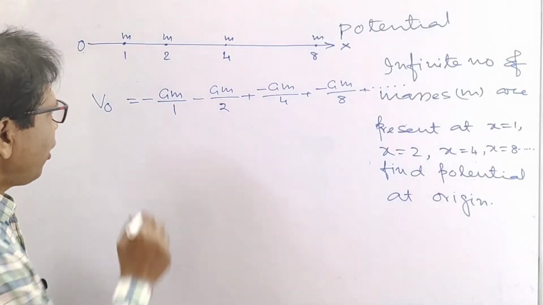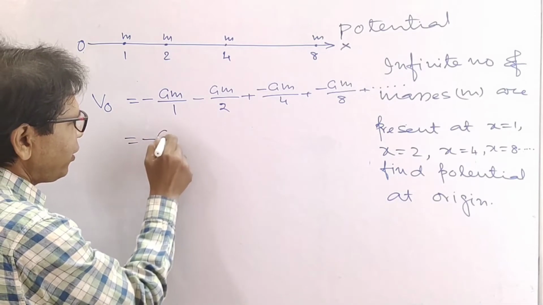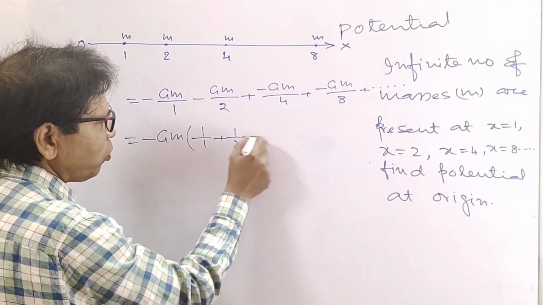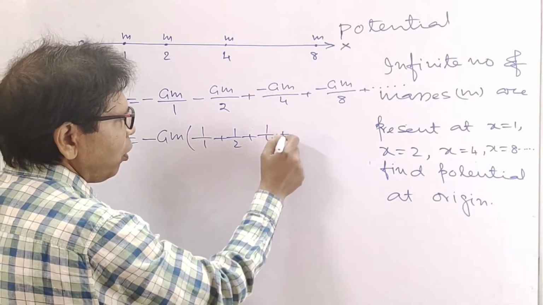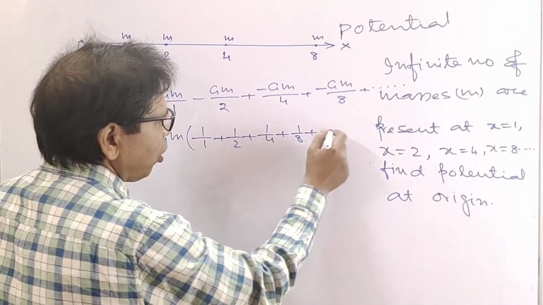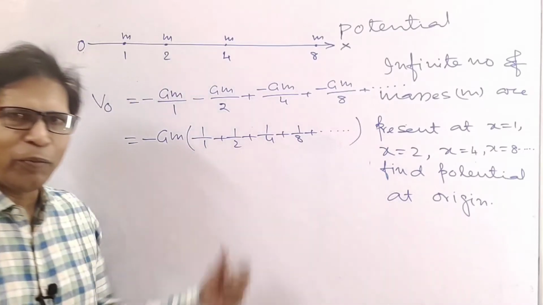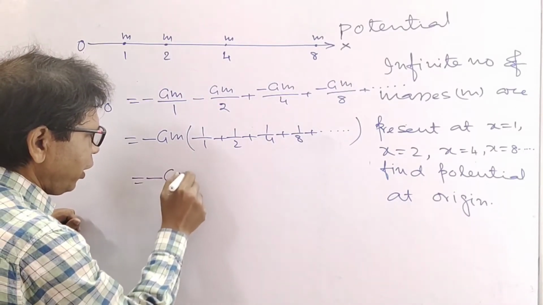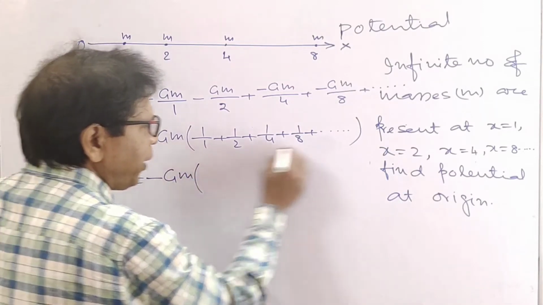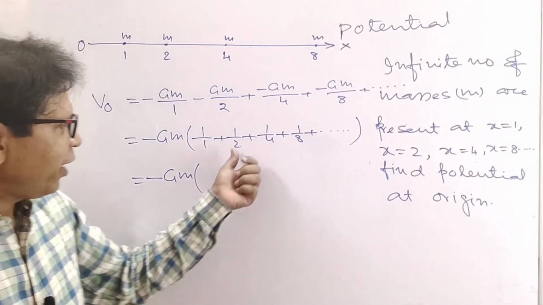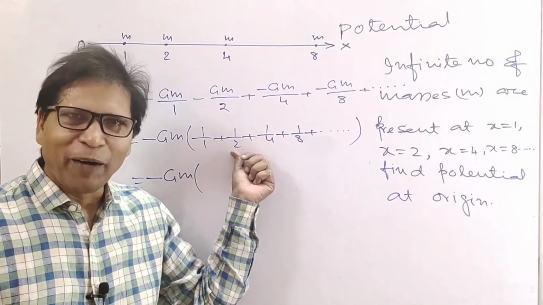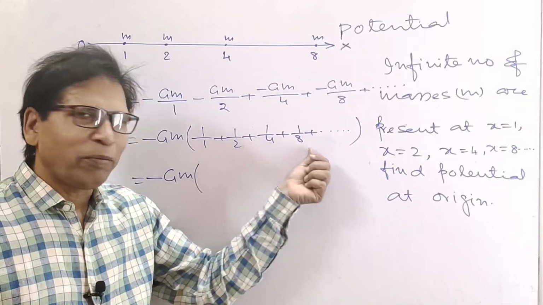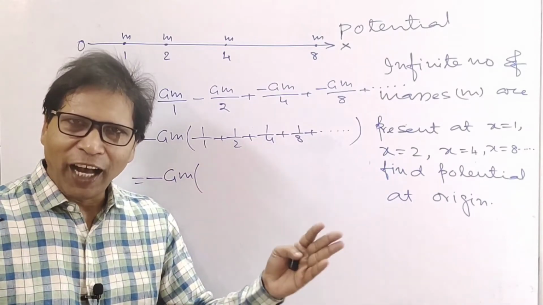Okay, no problem. Now look at this, this is minus GM times (1/1 + 1/2 + 1/4 + 1/8 + ...). Therefore this equals minus GM times the infinite GP series, and here the common ratio is half. Look at this: 1, 1/2, 1/4, 1/8. The common ratio is half.